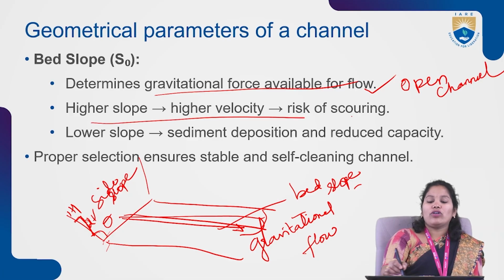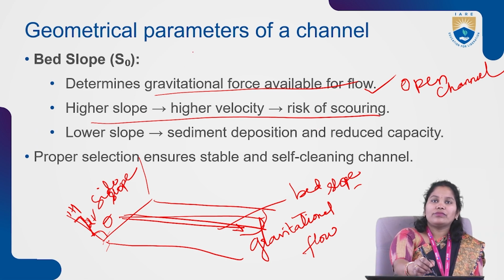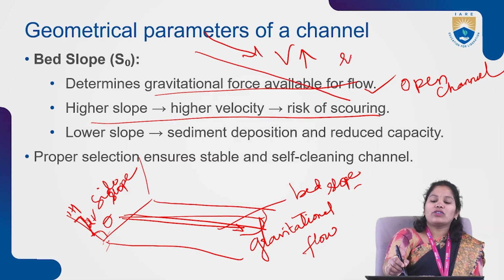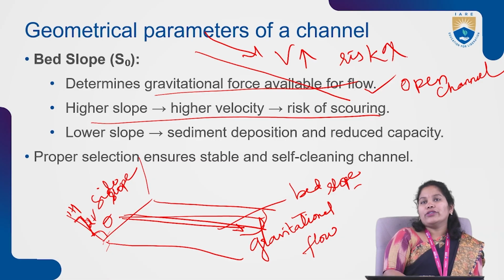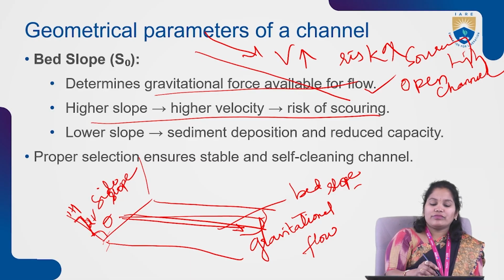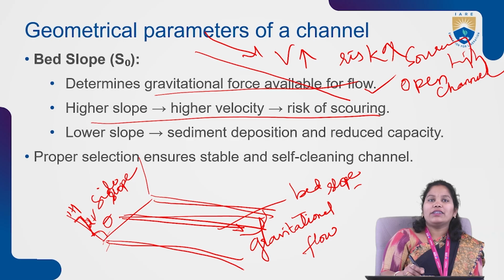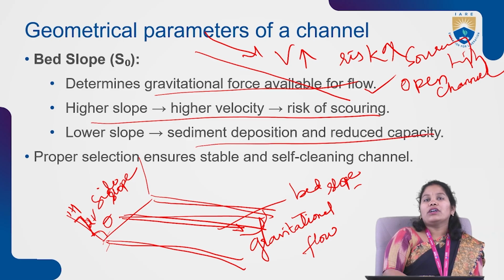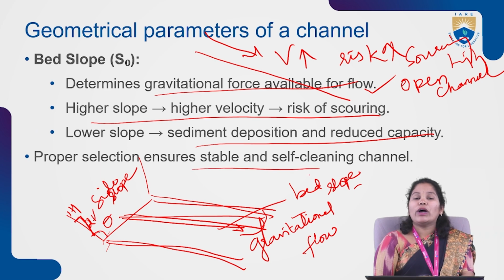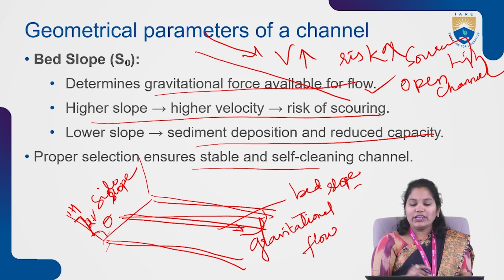A higher slope means higher velocity and risk of scouring. If the slope is like this, the flow moves with high velocity, the risk of erosion is also high, and scour formation is also high. If the slope is less, like this, then there is sediment deposition and reduced capacity. So proper selection is very important for stable and self-cleaning channels.